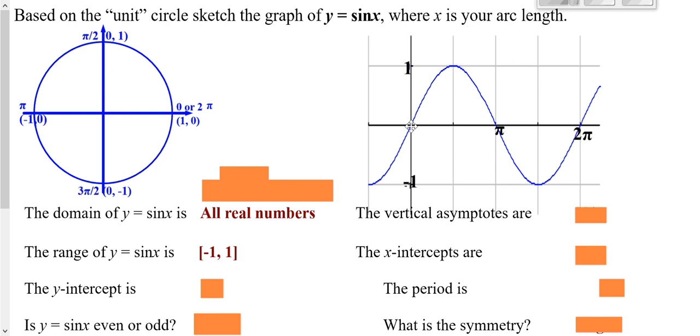Your y-intercept is where you cross the y-axis, which is at 0. We have no vertical asymptotes because it's a continuous function. You can draw it without lifting up your pencil. Our x-intercepts are at 0.